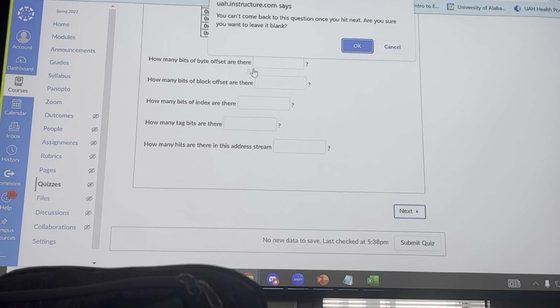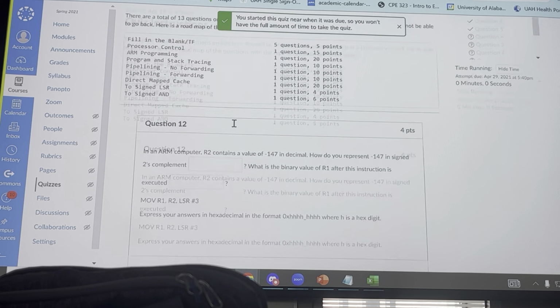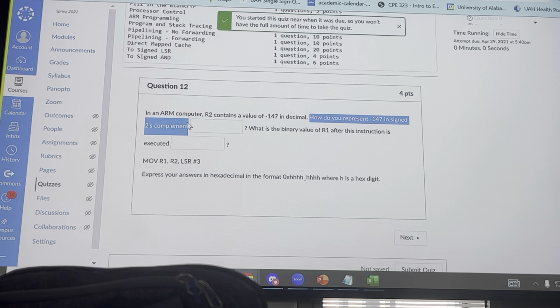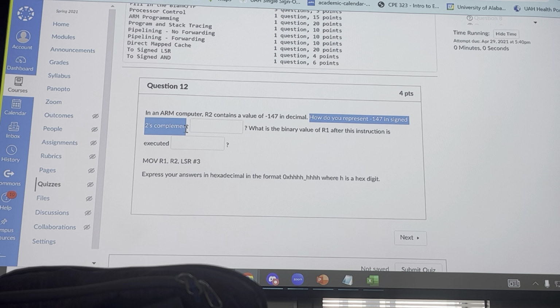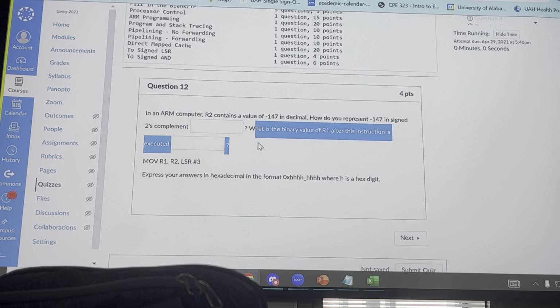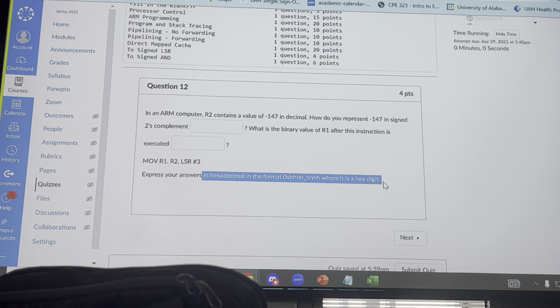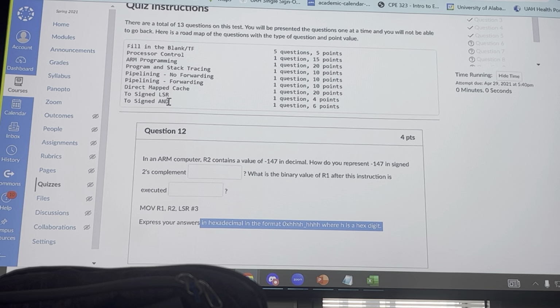All right, let's go to the next one just so you see it. In ARM, R2 contains a value of -147. How do you represent that in 2's complement? Cool. Do you remember that, or can we at least figure it out? Okay. What is the binary value of R1 after this instruction is executed? Cool. Express your answers in hex, or it's gonna be wrong. And then one more, it's gonna be AND.